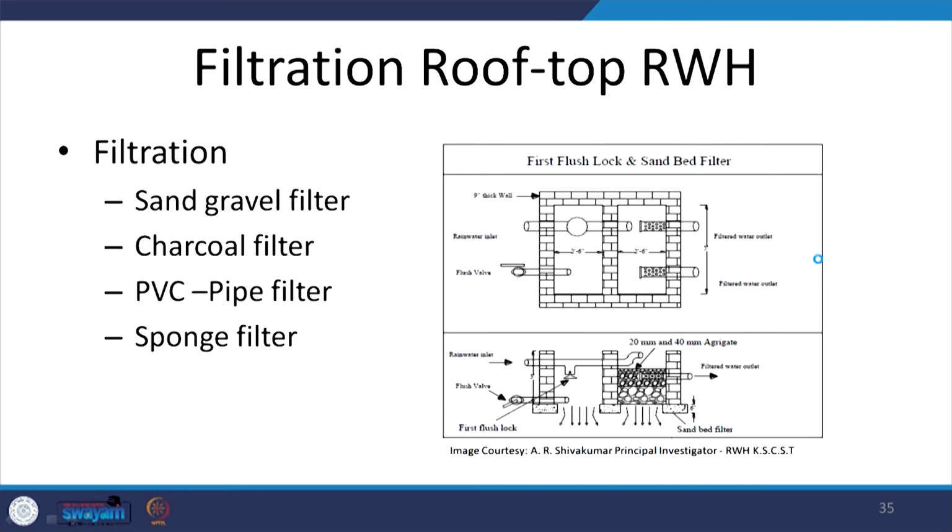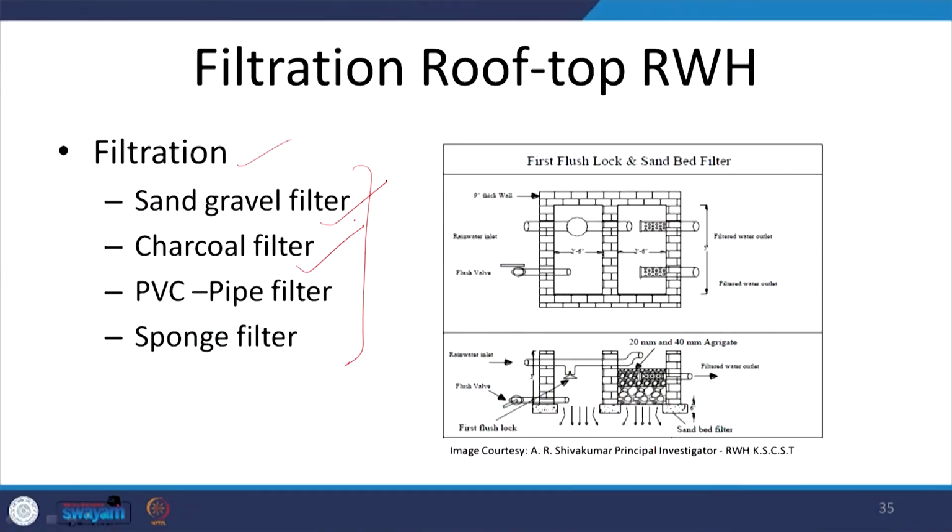The next and very important part is filtration. There are different types of filters which are available. We have the sand gravel filter. Now, these ones that I am talking about are the passive filters. We just install them and they continue to work, they need to be maintained. There is active filtration which is also there, but it requires energy to filter. Like RO or some other filtration processes may also be used, but that may be used only when we have to treat the water to potable levels. So, we have the sand gravel filter, charcoal filter, PVC pipe filter and sponge filter.